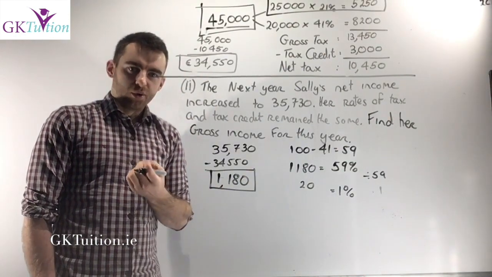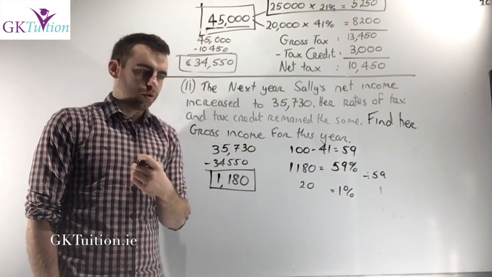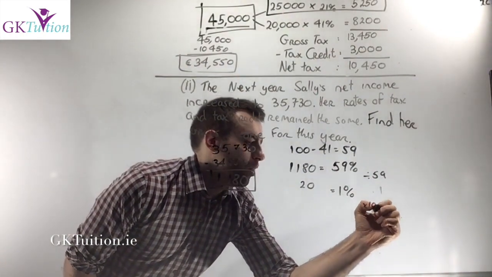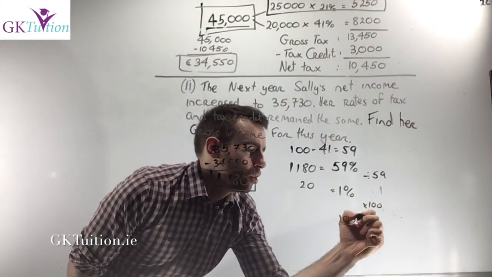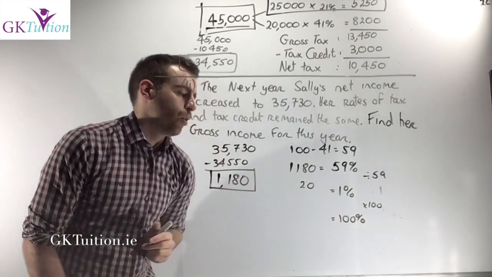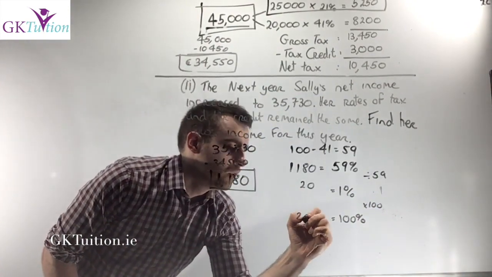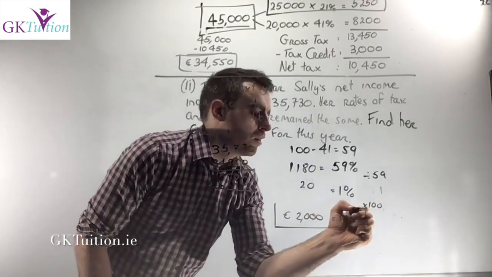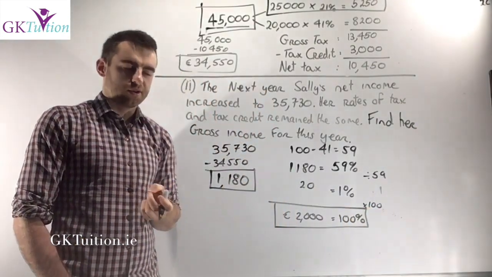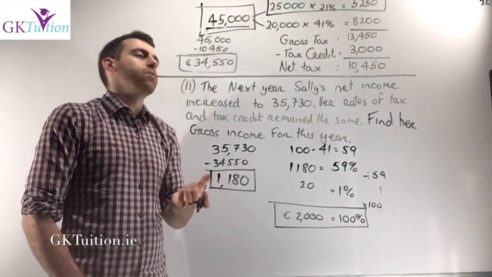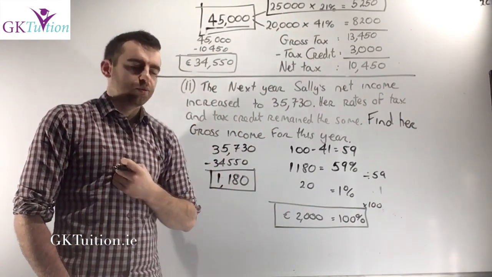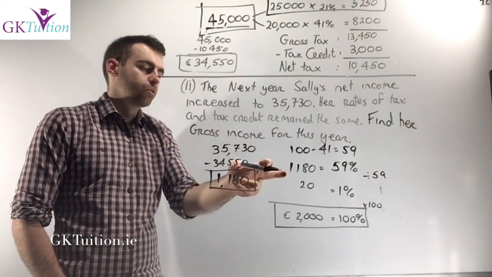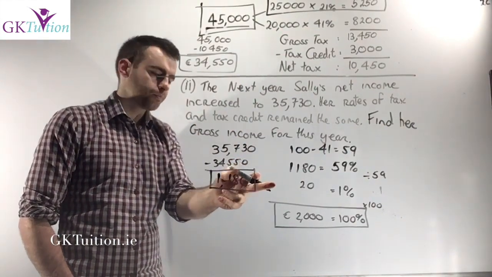But I need to work out what is 100%. I want to know how much her gross income actually increased by. So if I multiply both sides by 100, clearly the right hand side will become 100%, and 20 multiplied by 100 gives me 2,000. So the increase in her gross income must have been 2,000. Her income increased by 2,000, but 41% of it was given in tax. She actually received 59% of it, which was 1,180 euro.